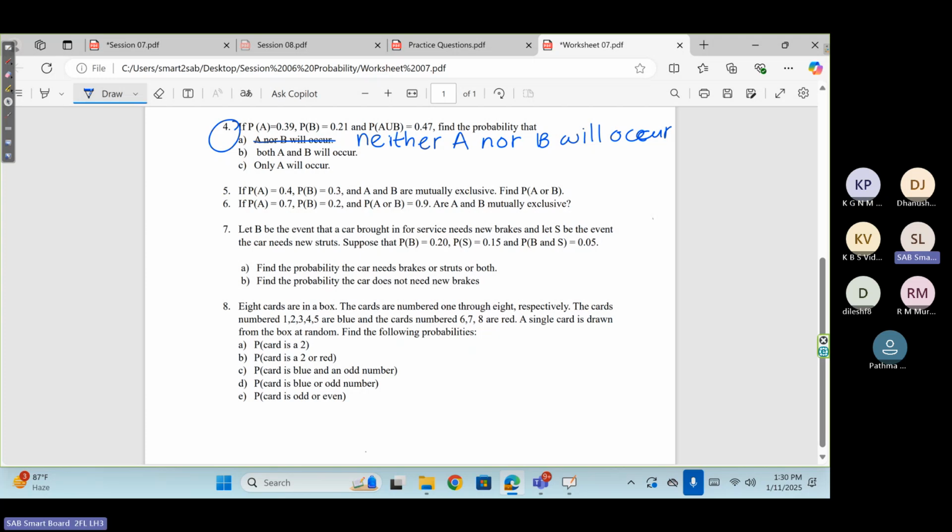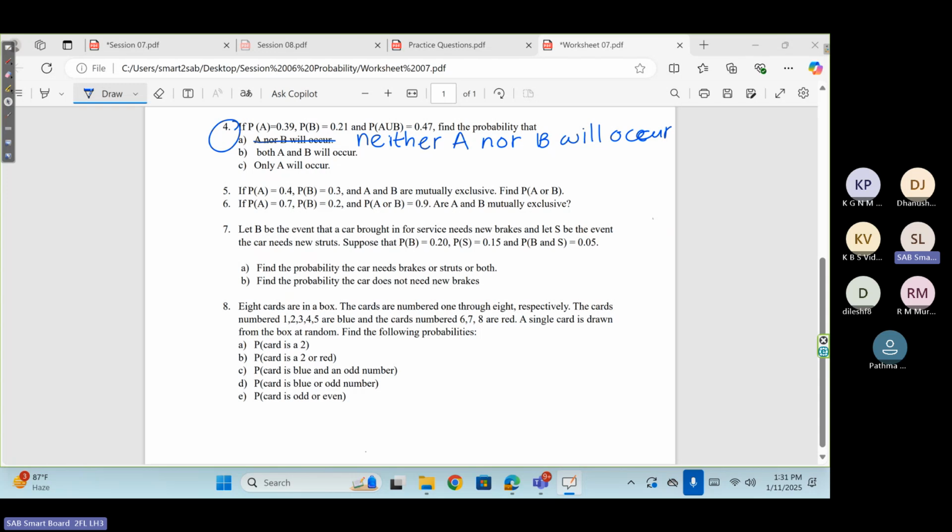Then here, probability of A equals 0.39, probability of B is 0.21, and A union B is 0.47.